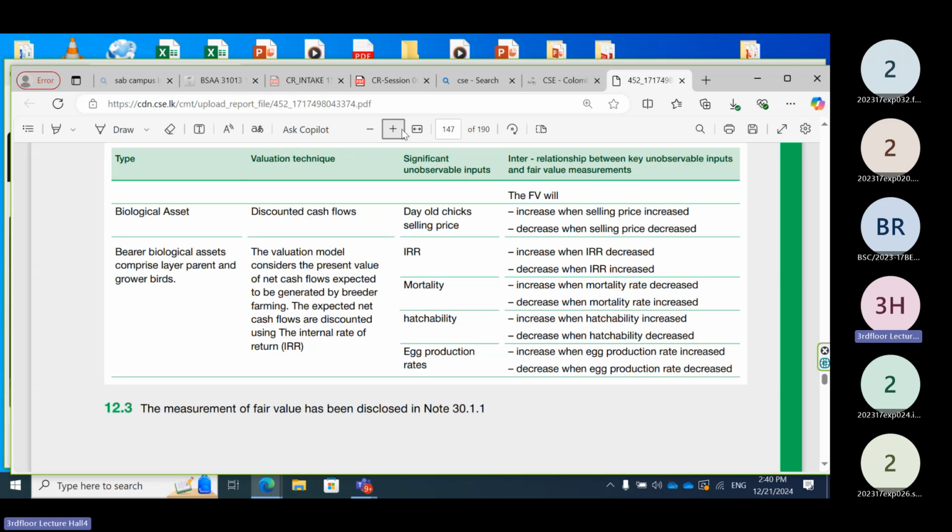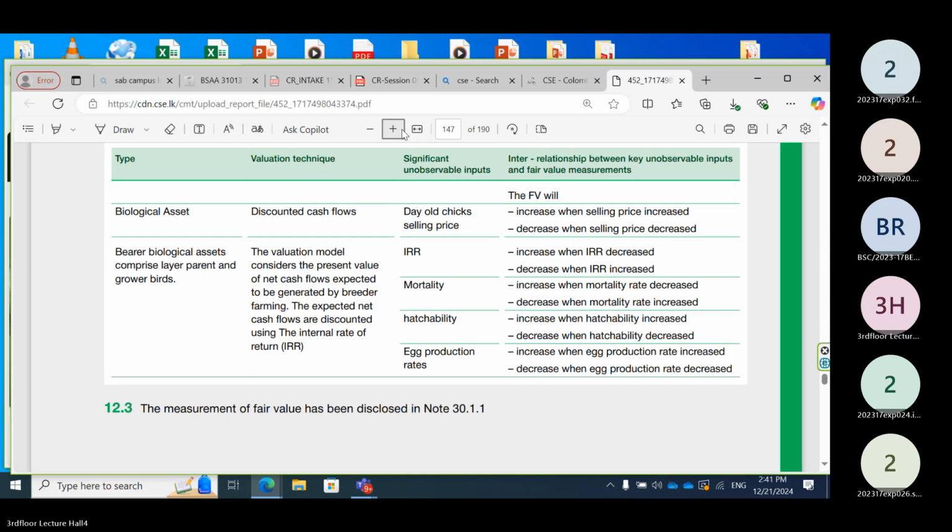So this is a disclosure, right? Biological asset valuation technique. See? Type of valuation technique, significant unobservable inputs, and the interrelationship between key unobservable inputs and the fair value measurement. So that's the requirement. They have given a disclosure over there, but they have not given the exact information, right?